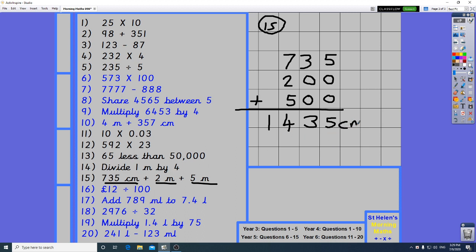1,435 centimetres. If you're doing metres, it's 14.35 metres. Because 5 plus 2 is 7, plus the other 7 metres, 14.35 metres. That's right. And we're on 16.